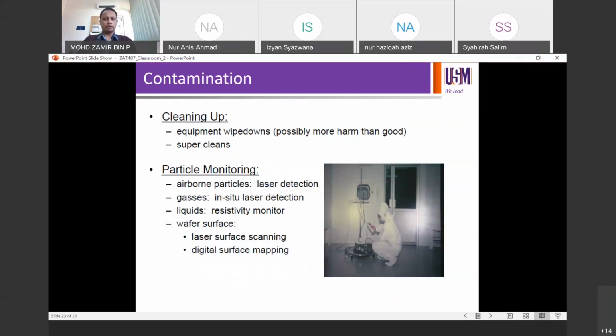So we need to do clean up and wipe down. So it's also called PM. Particle monitoring is usually done by the QA department. They'll come every month or so to monitor airborne particles in the atmosphere of the space that you're working in. But in the equipment, it's done by equipment technicians and equipment engineers. In the space, it's done by QA. So they monitor many things.